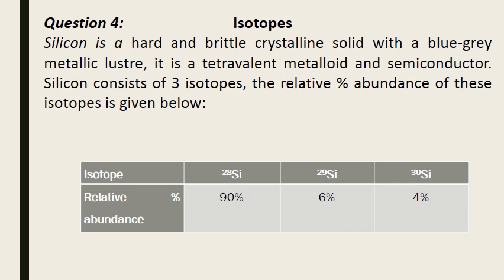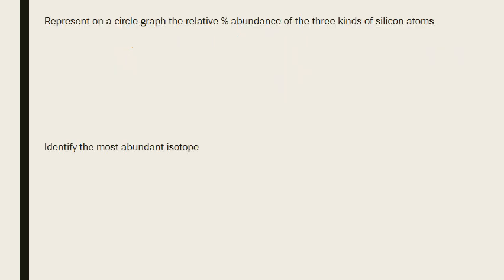Question 4 is about isotopes. It says silicon is a hard and brittle crystalline solid with a blue-grey metallic luster. It is a tetravalent metalloid and a semiconductor. Silicon consists of 3 isotopes. The relative percentage abundance of these isotopes is given below. So it says represent on a circle graph the relative percentage abundance of the 3 kinds of silicon atoms.